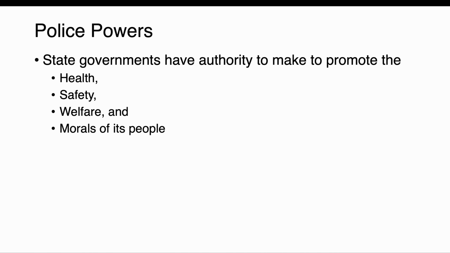This is very important, right? Understanding the nature of state governmental authority: state governments have the ability to promote the health, safety, welfare, and morals of their people. A question I often get asked is, Professor Blake, what if a law has no public health benefits, no public safety benefits, really no public welfare benefits? What if something is just about regulating public morals? Will that fly in the Supreme Court?